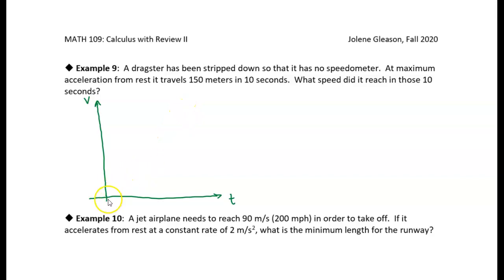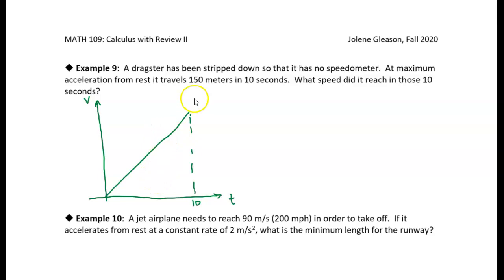And so we're starting at rest, and so we're going to start here at 0, 0. At time t equals 0, we're at 0 meters per second. And then our velocity will just steadily increase over time, if we're assuming constant acceleration. And then we're told, okay, down here at t equals 10 seconds, we traveled 150 meters.